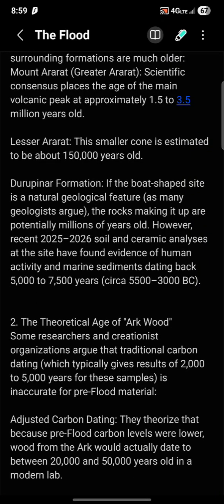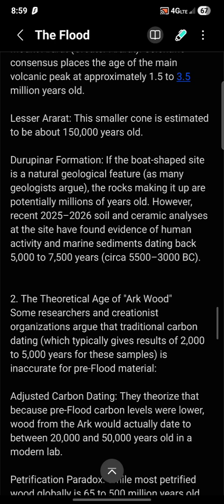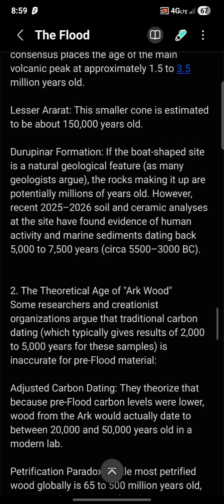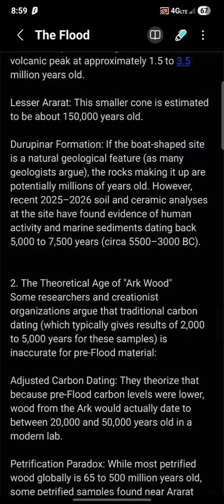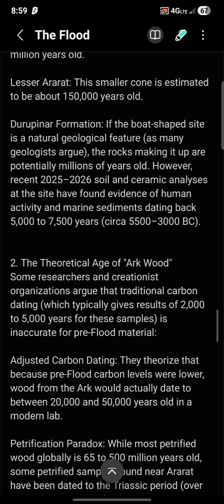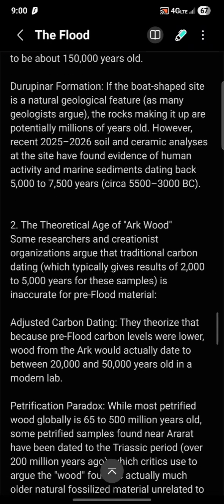Durupinar formations: if the boat-shaped site is a natural geological feature, as many geologists argue, the rocks making it up are potentially millions of years old. However, recently, in 2025 to 2026, soil and ceramic analysis at the site have found evidence of human activity in marine sediments dating back 5,000 to 7,500 years. So, literally in the timeline that the flood is said to have happened.